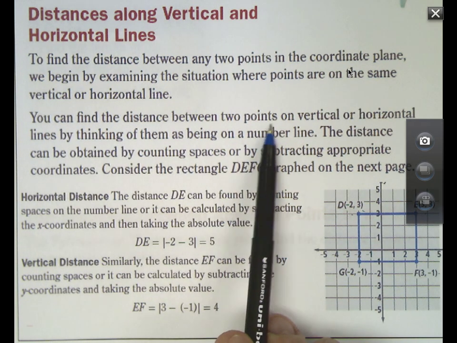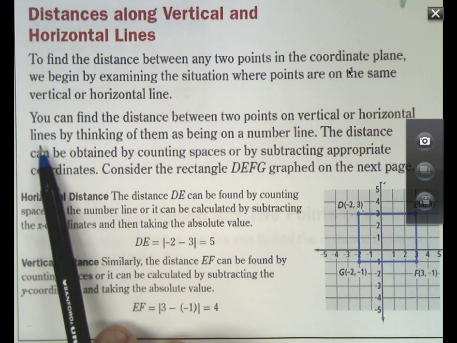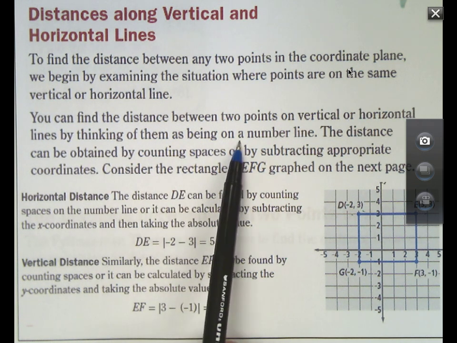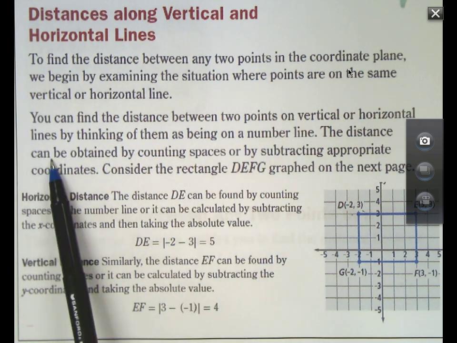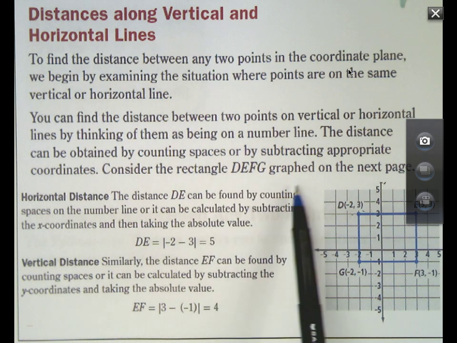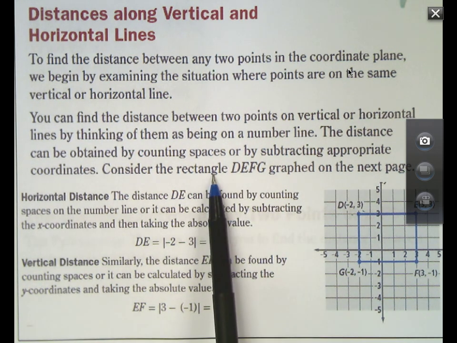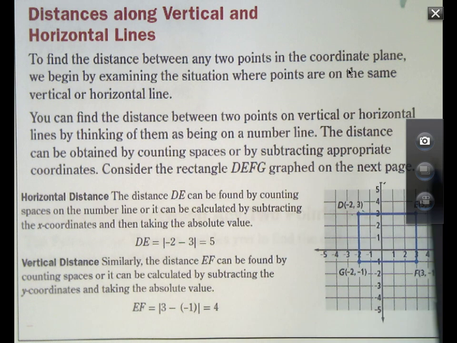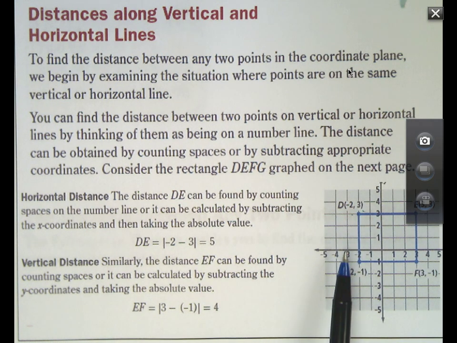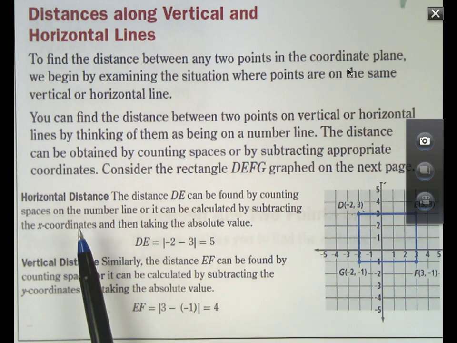You can find the distance between 2 points on vertical or horizontal lines by thinking of them as being on a number line. The distance can be attained by counting spaces or by subtracting the appropriate coordinates. Consider the rectangle DEFG graphed on the next page. Here's the graph right here. It's not on the next page. As I said before, G and F, they're on the same horizontal line.